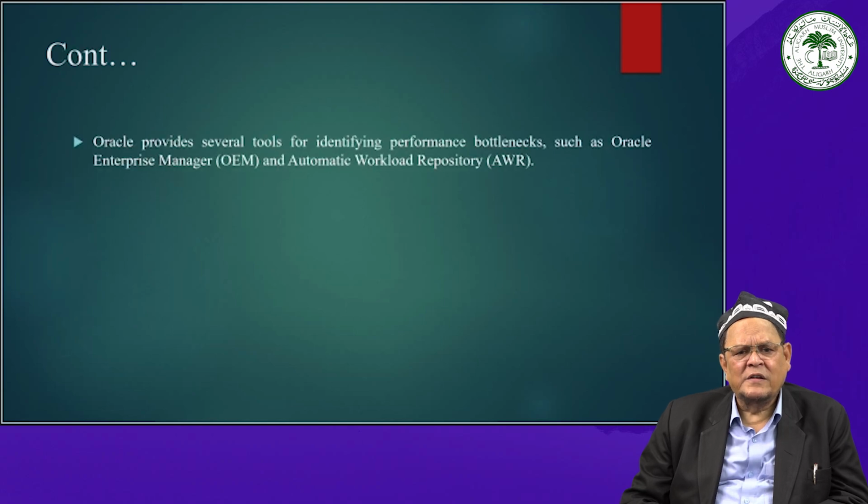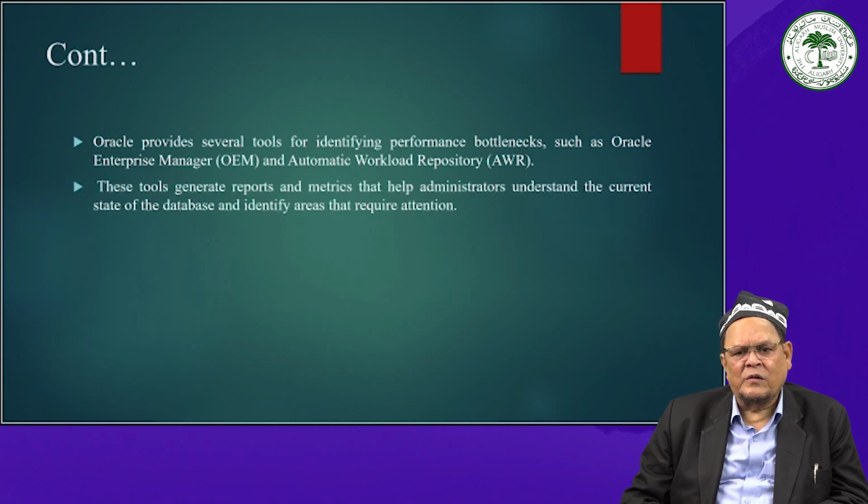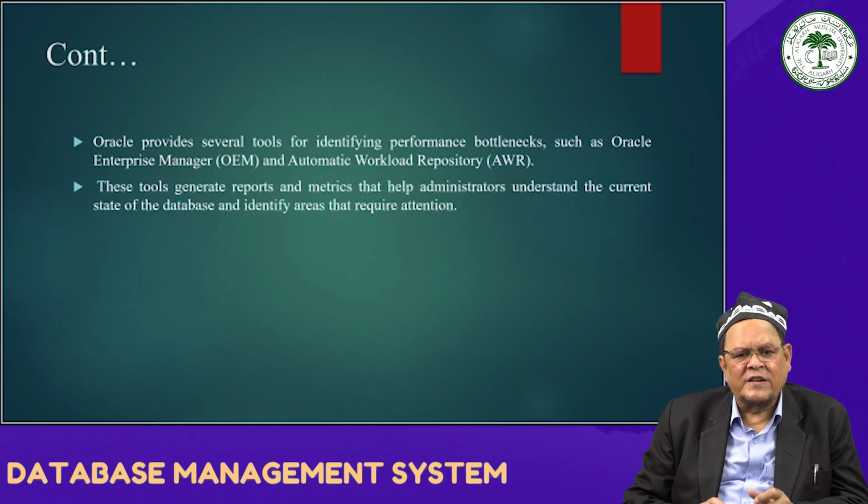Oracle provides several tools for identifying performance bottlenecks, such as Oracle Enterprise Manager, OEM, and Automatic Workload Repository, AWR. These tools generate reports and metrics that help administrators understand the current state of the database and identify areas that require attention.